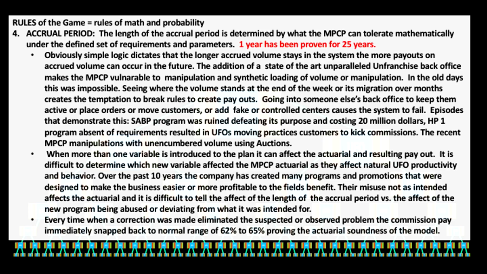But when more than one variable is introduced into the plan, it might be things that we're trying, things that you wanted, and all we want to do is for everybody to make more money, so we go the extra mile to do that. It can affect the actuarial statistics and the resulting payout. We don't know that until we try it. That's the way actuarials work. They're based on the result from a set of circumstances.